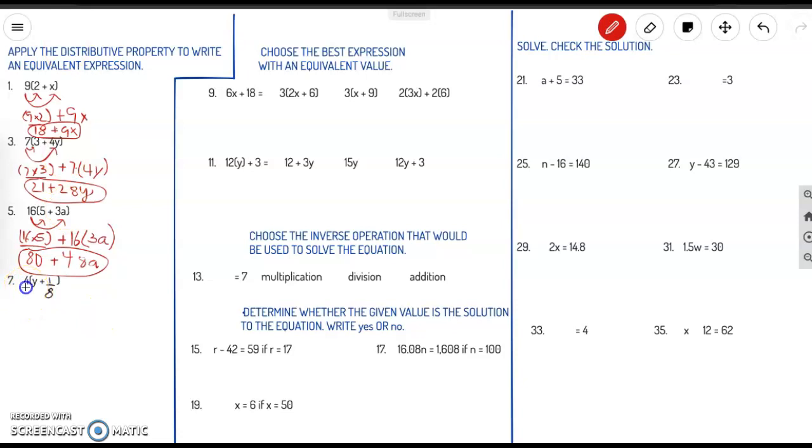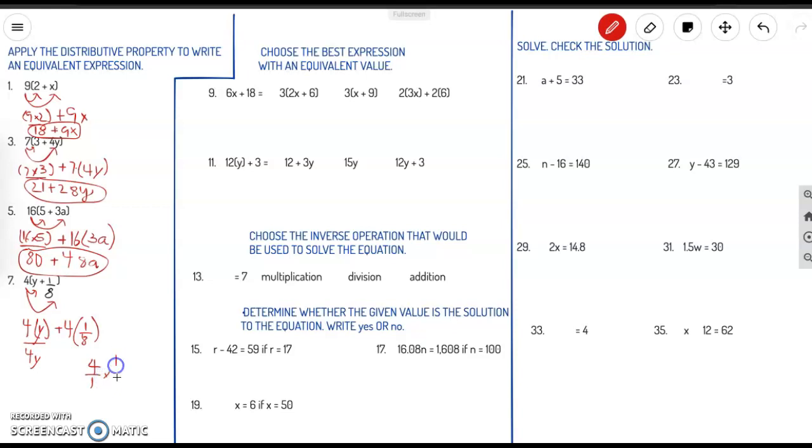Number 7, we have a fraction this time, so same distribution. 4 times y plus 4 times 1/8. So 4 times y is simply 4y, but we do have to do 4 times 1/8. Who remembers how to multiply fractions? What's the first step? Yup. Turn the whole number into an improper fraction.